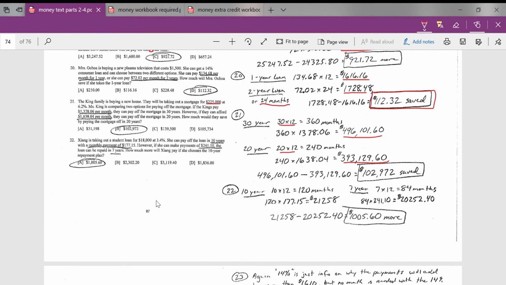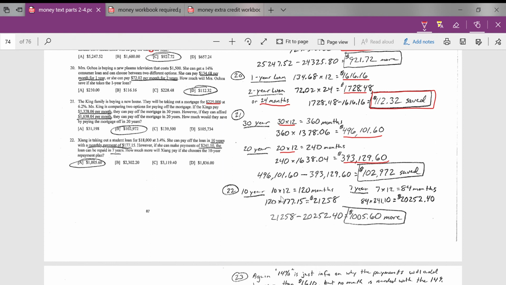22, similar type problem. I'll start reading through these a little faster now, just because they're basically the same. Student loan for $18,000, 3.4% interest. She can do 10 years with a monthly payment of $177.15, or she can make payments of $241.10 and be done in 7 years. So it says how much more will it be to do the 10-year payment.